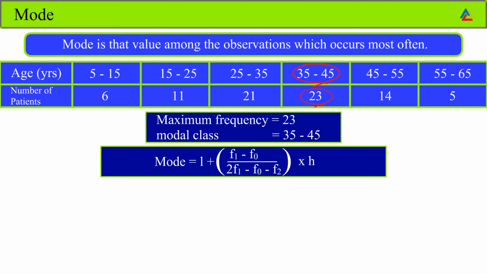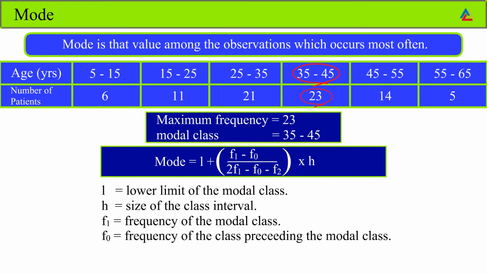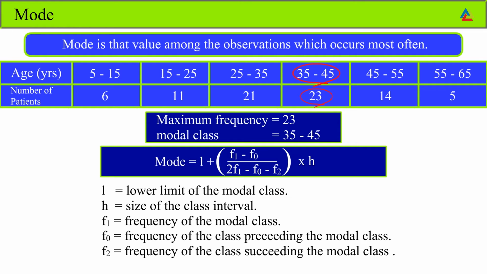The mode of a grouped frequency distribution is found by using this formula. Here, L is the lower limit of the modal class. H is the size of the class interval. F1 is frequency of the modal class. F0 is frequency of the class preceding the modal class. F2 is the frequency of the class succeeding the modal class.